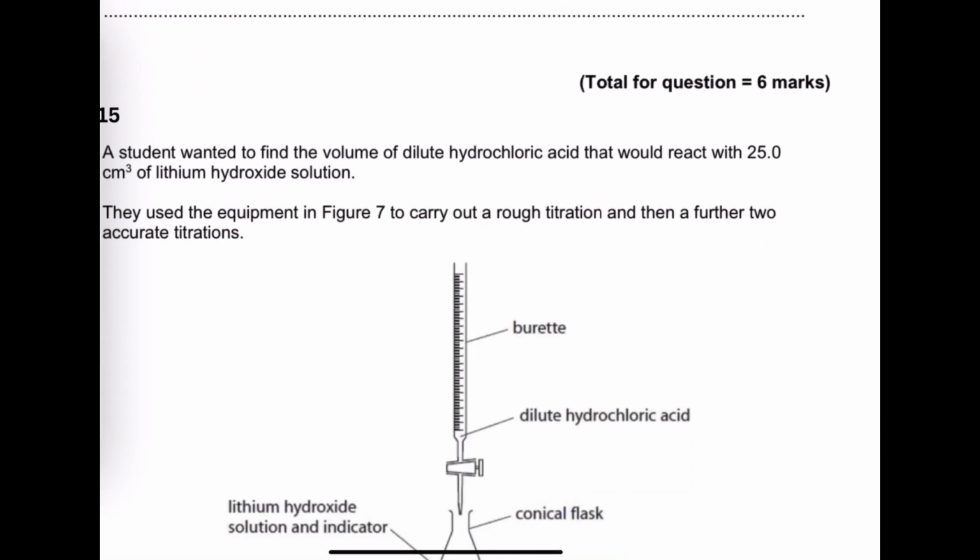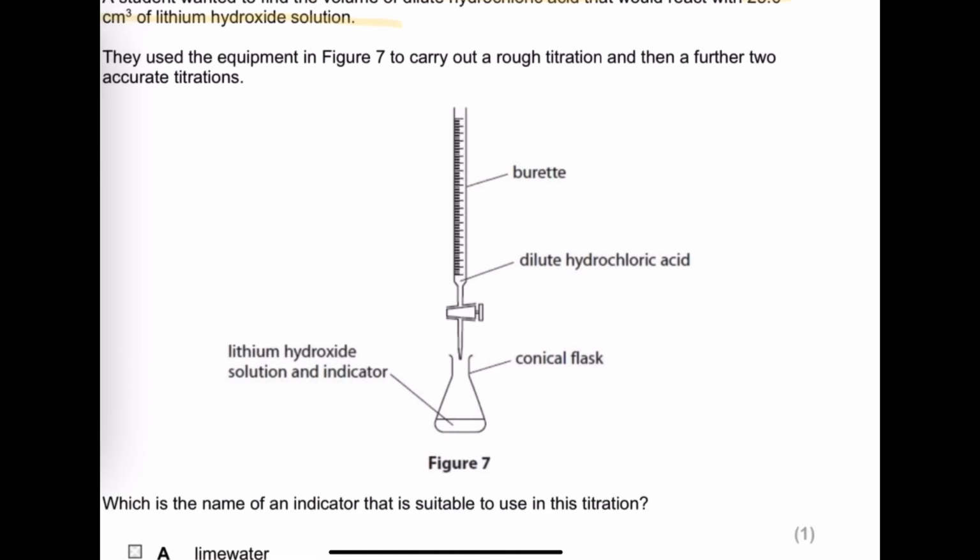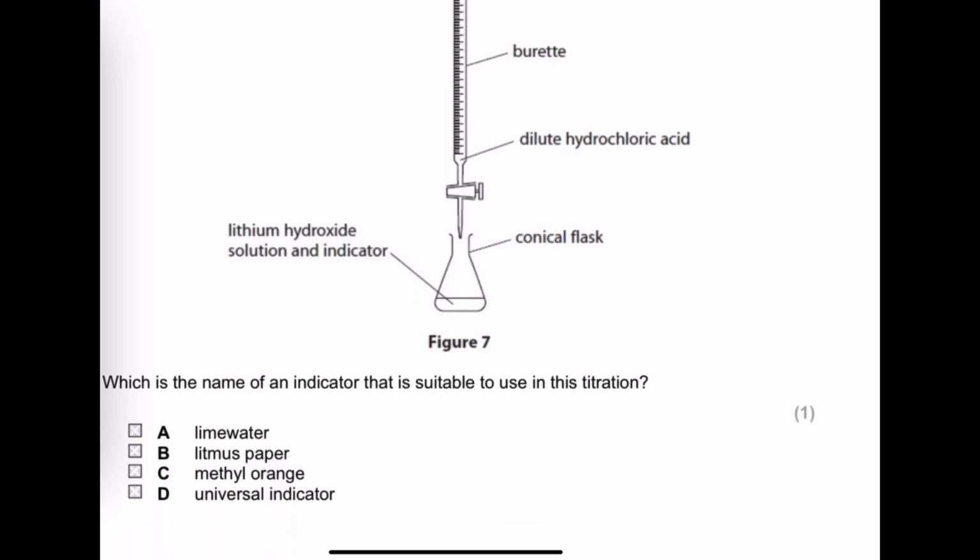Question 15. A student wanted to find the volume of dilute hydrochloric acid that would react with 25 cm³ of lithium hydroxide solution. They used the equipment in figure 7 to carry out a rough titration, then a further 2 accurate titrations. What is the name of the indicator that is suitable to use in this titration? We know that it will be C, which is methyl orange.